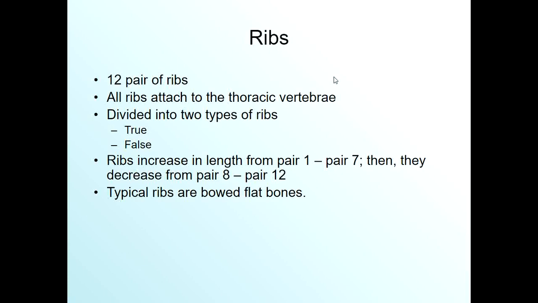So when you look at the top of the rib cage and you start with the very first pair, you'll see that the ribs get longer as they begin to go down the rib cage. When they get to around pair 7, you'll see that pair 8 begins to shorten. So they decrease in length from pair 8 to pair 12. And it gives your chest this rounded barrel structure because of the way that the ribs are lengthened. Our ribs are just typical bowed flat bones. And if you've ever eaten ribs before, you know what the bone looks like under the meat.